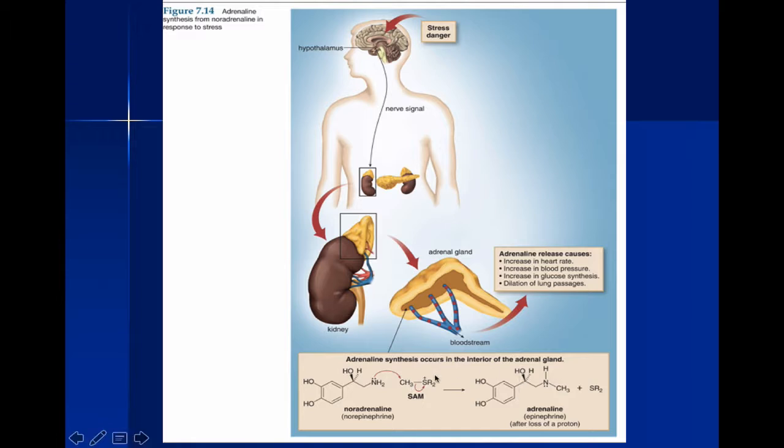What's kind of interesting here, and I know we've talked an awful lot about this particular drug, methamphetamine, is that if you look at adrenaline, it's got a lot of the same features as methamphetamine.